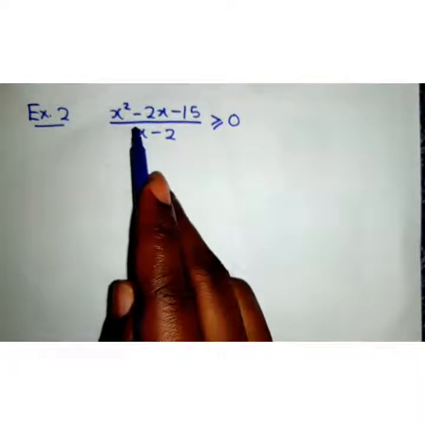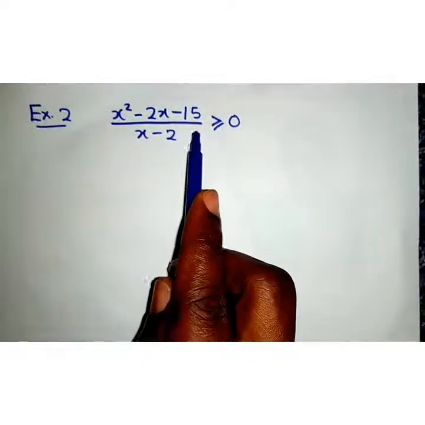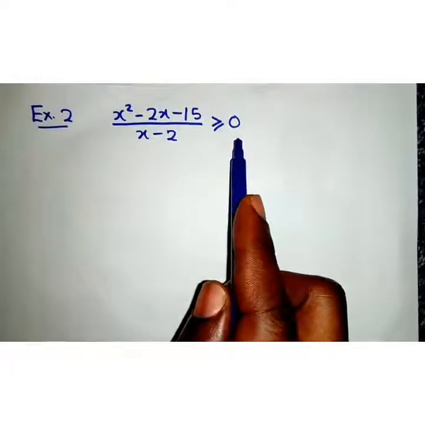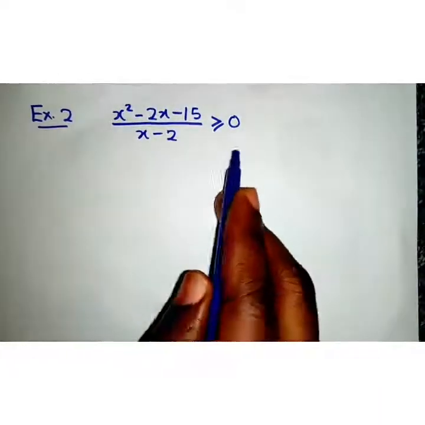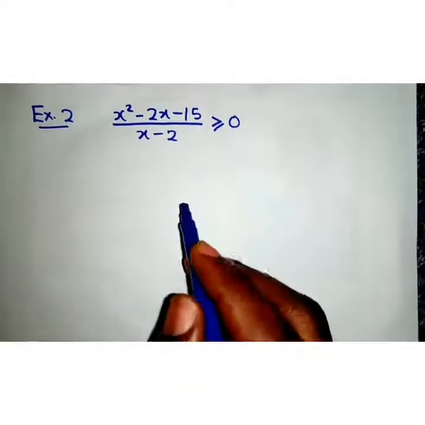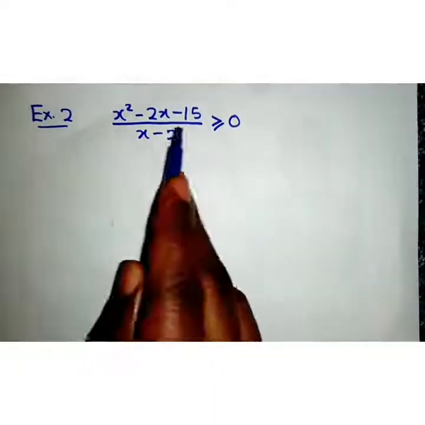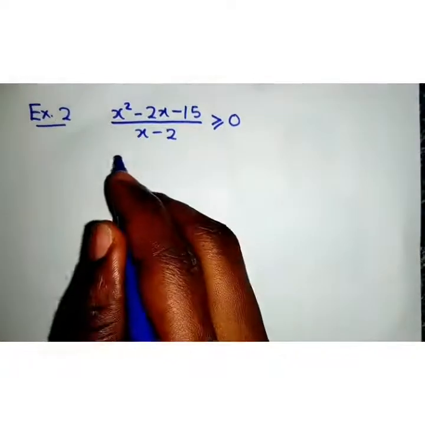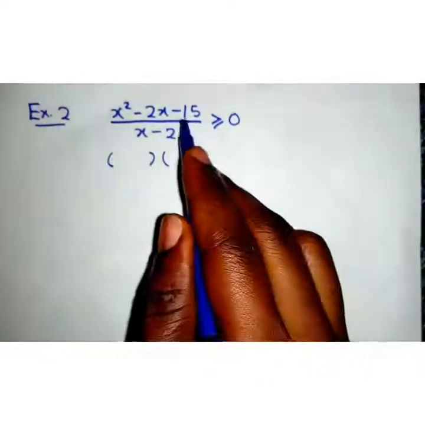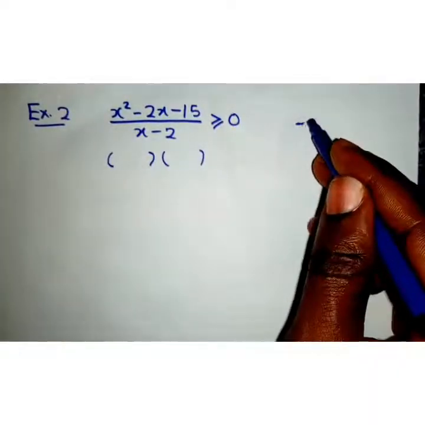Solve (x squared minus 2x minus 15) over (x minus 2) greater than or equal to 0. Now observe that 0 is already on the right hand side, so we do not need to rearrange again. We only need to factorize the numerator. So we factorize the numerator. The constant term there is minus 15.